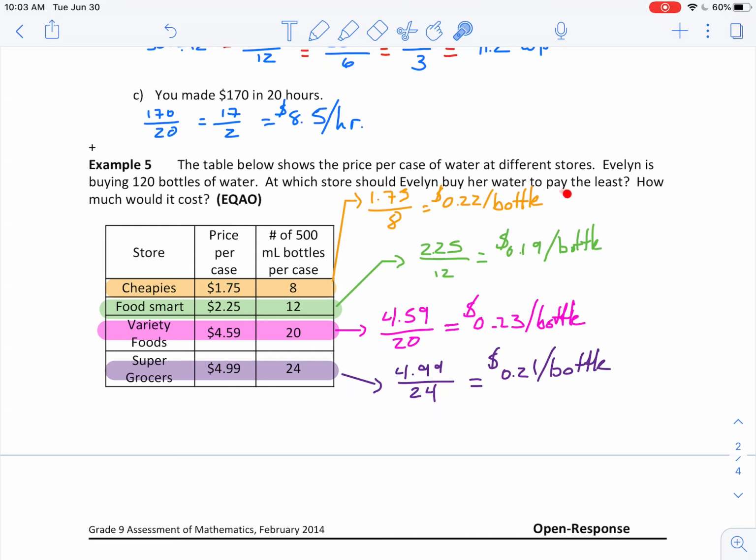So now it's really easy to look at, okay, which one was cheaper? Well, which one costs the least amount per one bottle? That would be Food Smart right here. It only costs 19 cents per bottle.